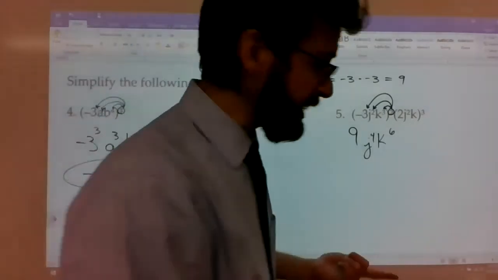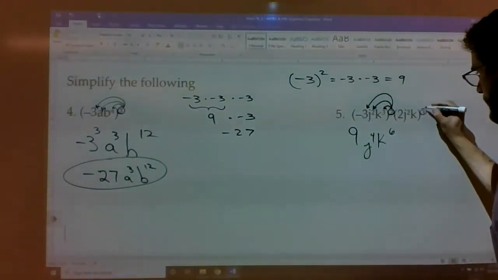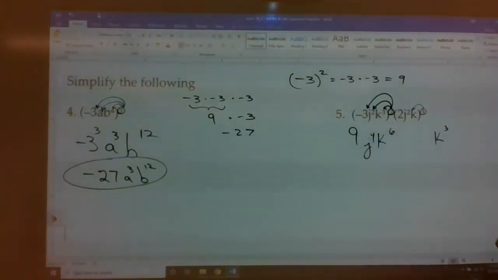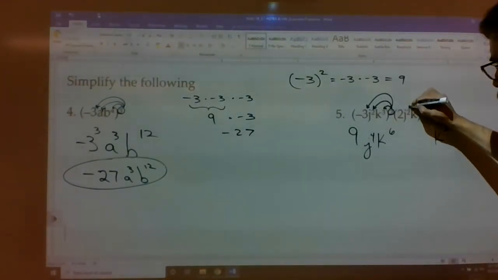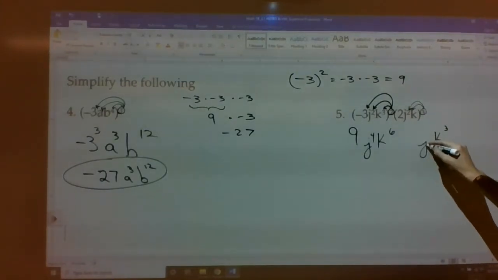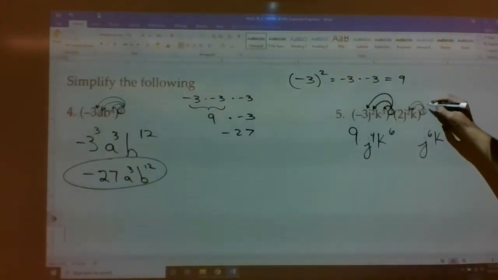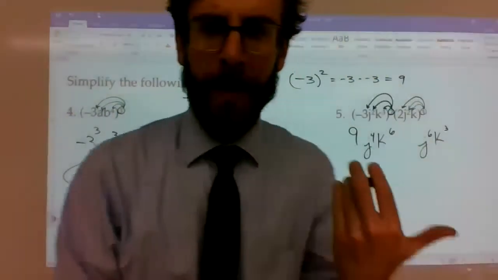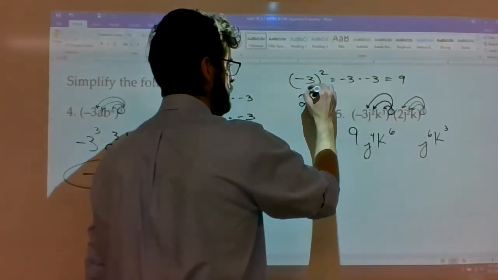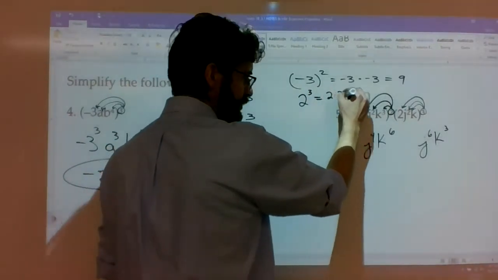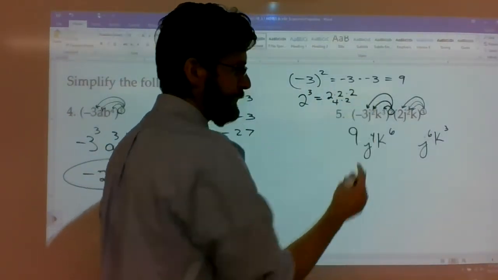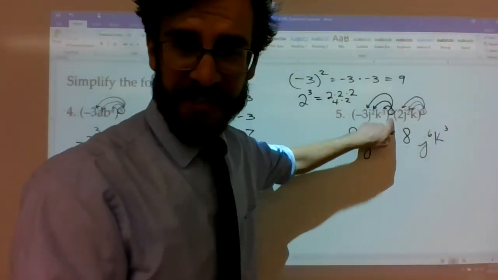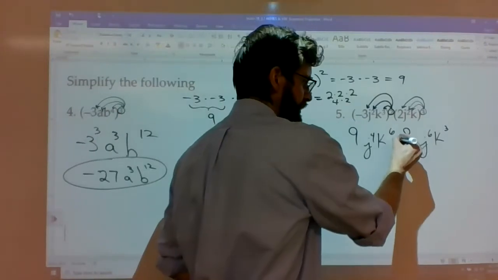All right, move on to the next part. The 3 goes to the k. That gives me k to the third power. The 3 goes into the 2 for j. That's j to the 6th power. The 3 goes to the 2 as well. That's going to be 2 to the third power. So that's 2 times 2 times 2. 4 times 2, 8. And since there were parentheses separating them, it's multiplication.